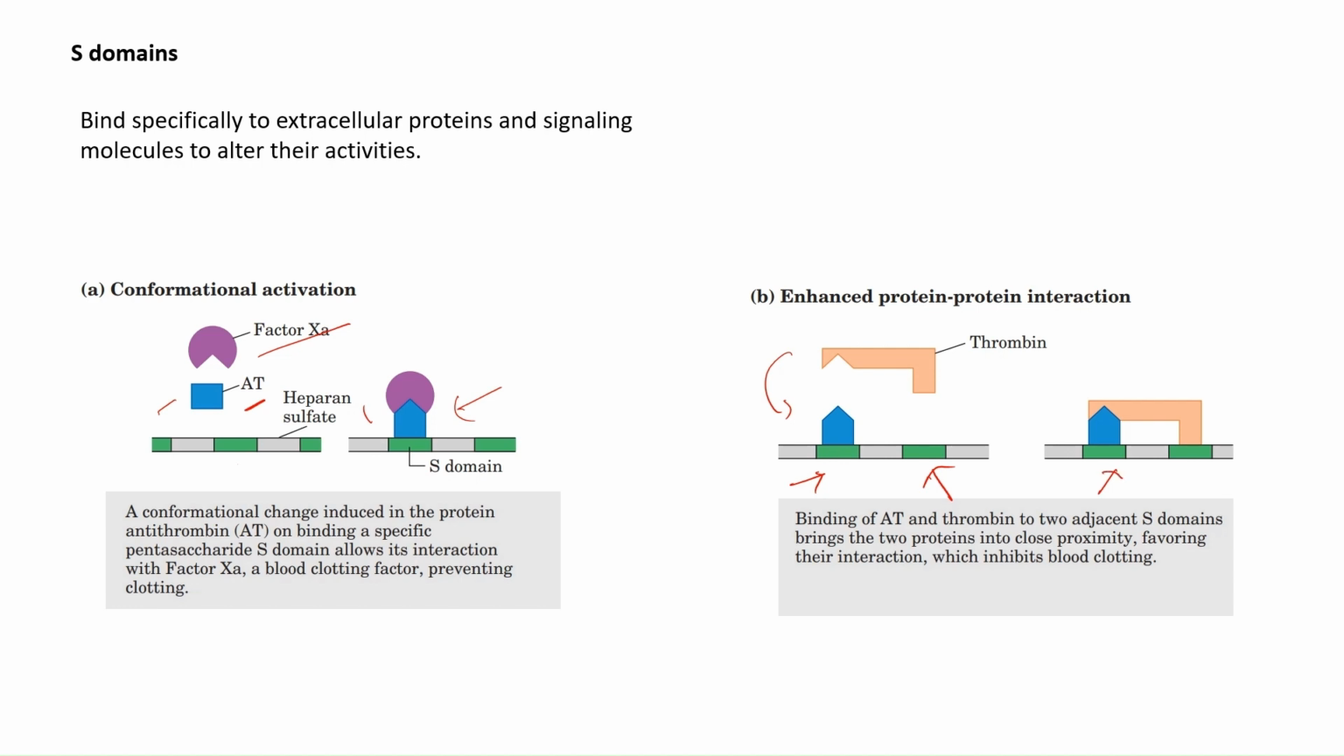Due to this binding, thrombin and antithrombin can bind with each other. This is known as enhanced protein-protein interaction. Antithrombin is also a protein, and thrombin is also a protein. These two proteins can interact only because of the S domain of heparan sulfate. Because both can bind with the S domain, they are able to bind with each other.